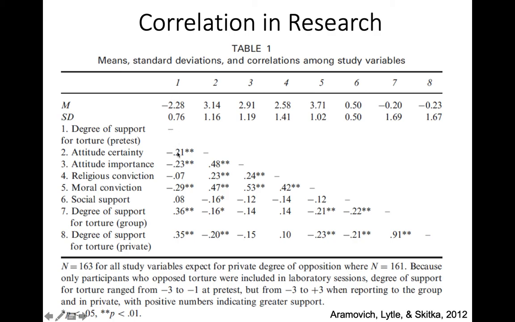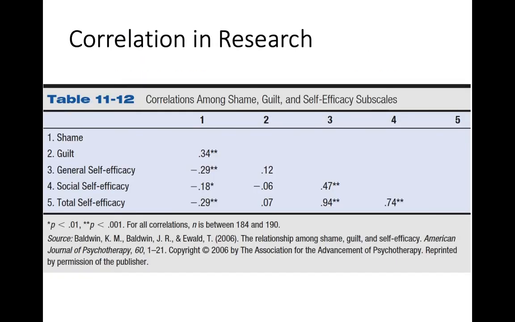So then what we have in this column would be the correlation of variable one, degree of support for torture, with all the other variables in the study. Okay. Here we've got variable two, which is attitude certainty, correlation with the other variables in the study. So this is a concise way to say what the correlations between the measured variables in the study are.